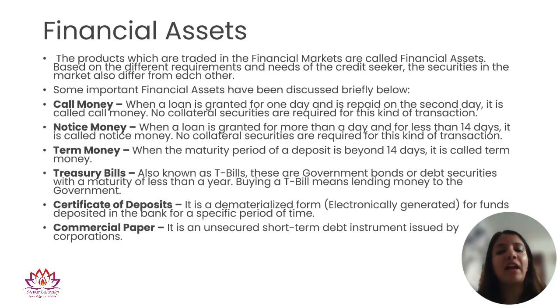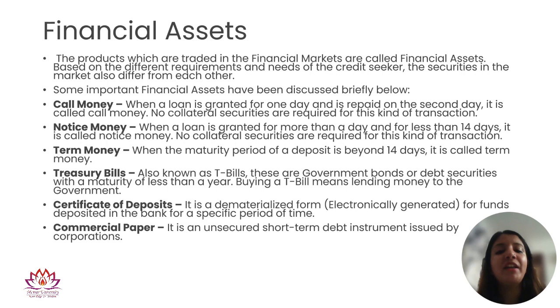The second component of the financial system is financial assets. So what are financial assets? Financial assets are basically the products or the instruments which are traded in the financial markets. Such products or instruments are known as financial assets. Based on different requirements and needs of the credit seeker, the securities in the market also differ from each other. So here I have shown a list of a few such instruments or products which are dealt in financial markets.